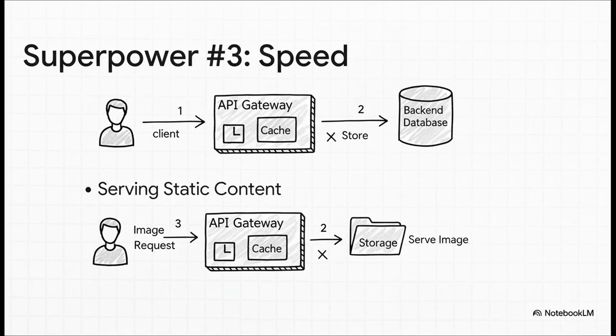Next up, speed. Let's say our list of trending products only updates once an hour. Why should our backend service have to process that exact same request thousands of times? It shouldn't. With caching, the gateway gets the answer once, stores it for an hour, and then serves that cached copy instantly to everybody else. It can even serve static files like images and code directly, which takes even more load off our application.